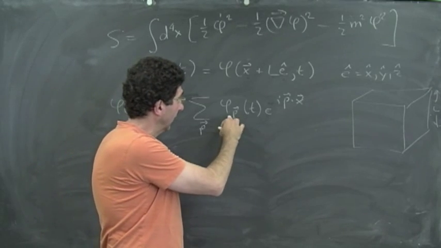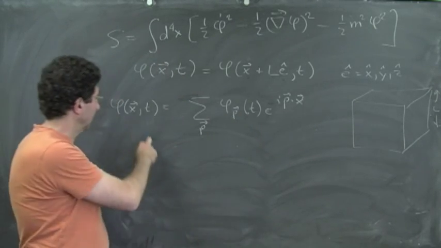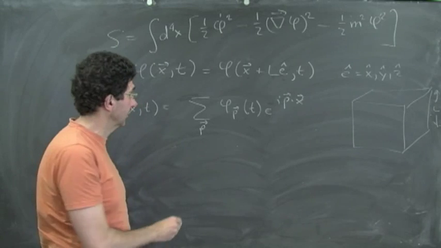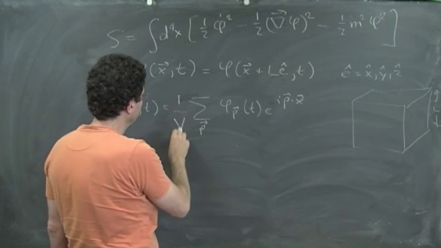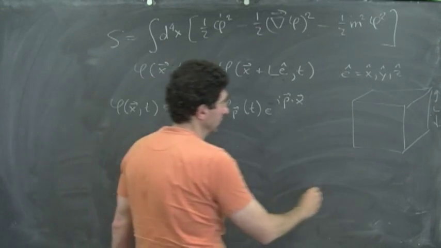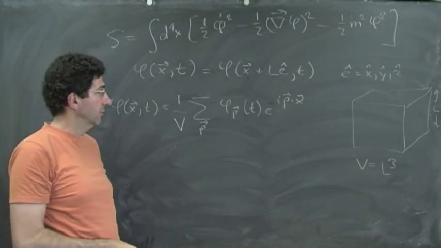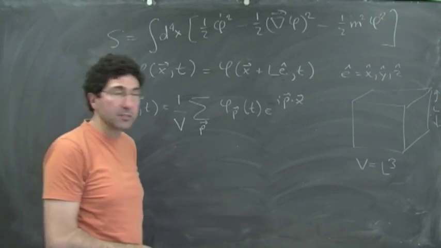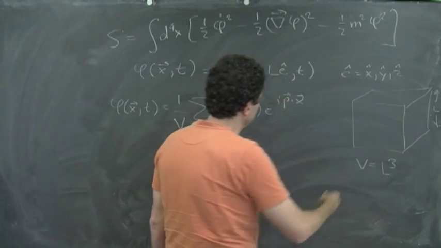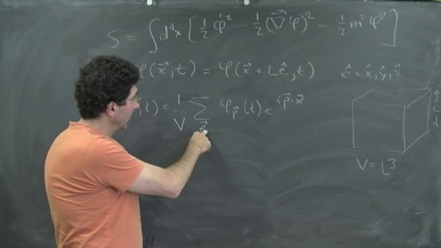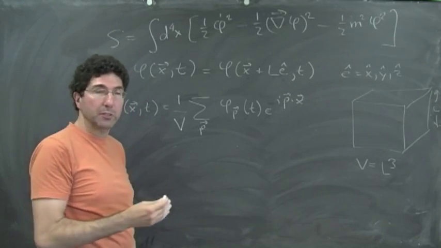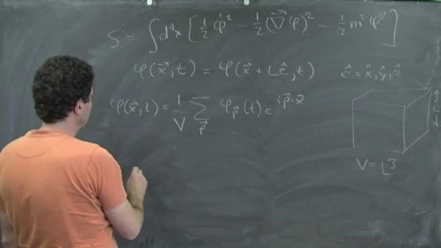And so these phi p's are just functions of t, just like these phi's were functions of t. And it's useful to define this sum with a factor of 1 over volume, where the volume is just L cubed. That's the volume of our universe. Okay? And now because this is in a finite box of size L, this sum over p is really a discrete sum, because of the periodicity here.